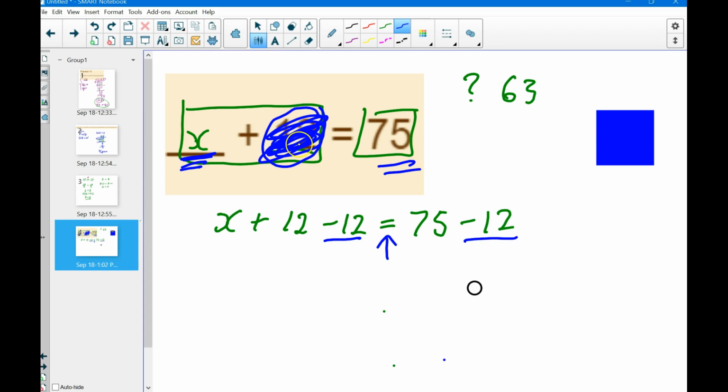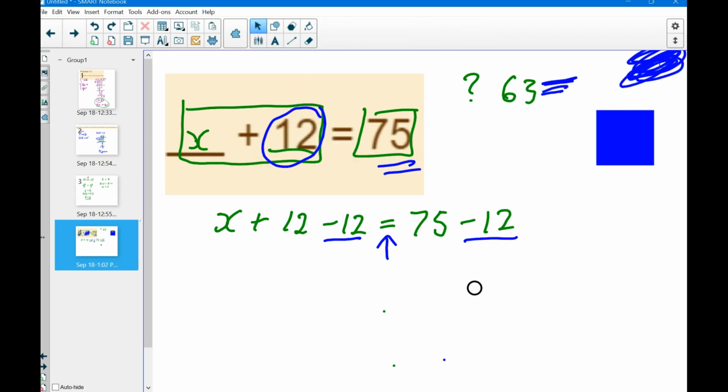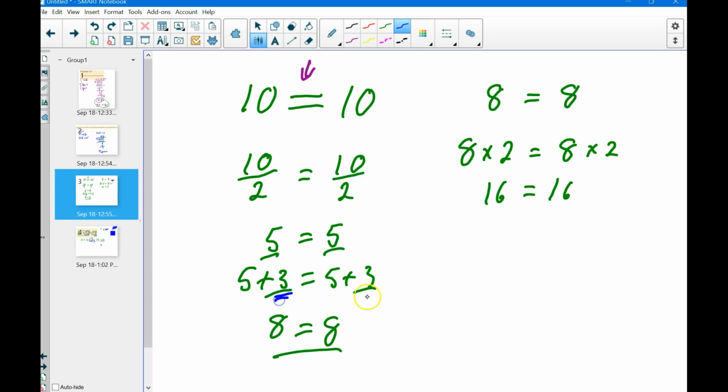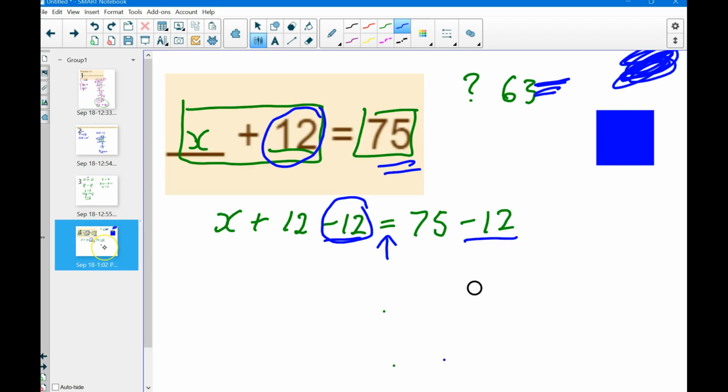So, to get rid of this 12, how do we do that? I subtract 12 from that side. But based on what we just said back here, I can't just subtract from one side. I've got to do it on both sides to keep them equal, right? So subtract 12 over here. That makes a little more sense? Good. So 12 minus 12 goes to 0. So this goes, and this goes. I'm left with an x. And now 75 minus 12 gives me 63. That's where my 63 comes from. See?